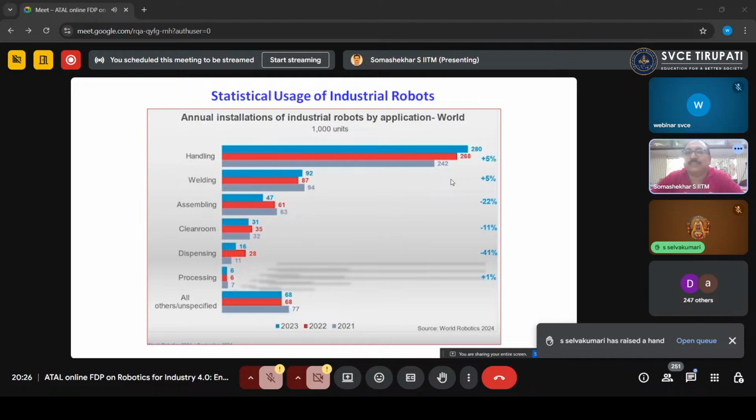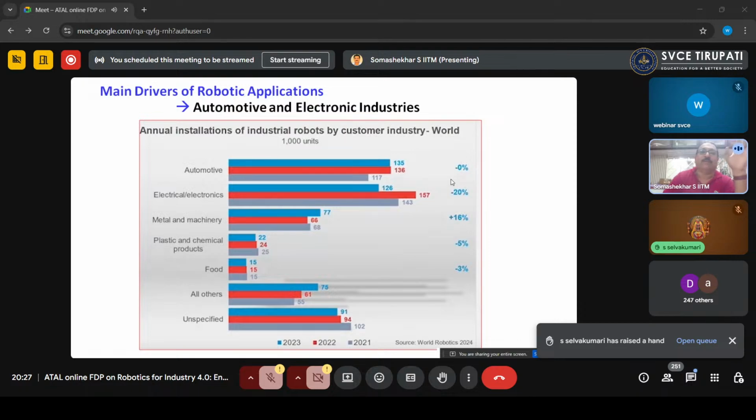Now you will see the IFR statistics, World Robotics 2024. This statistics continues from 2021, 22, 23. Previously also, industrial robots were mostly used for pick and place, followed by welding, seam welding, spot welding, then assembly, clean room, dispensing. This is continuing. But if you see the statistics, every year the handling application occupies the major role everywhere.